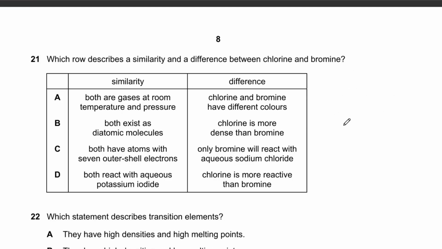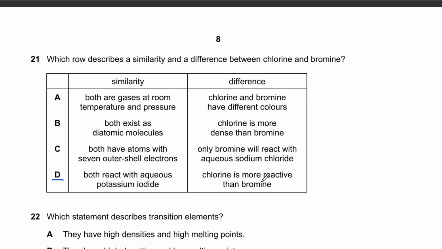A more reactive halogen can displace a less reactive halogen, and their reactivity decreases down the group. So fluorine is the most reactive. That means both of them can react with aqueous potassium iodide, because both chlorine and bromine are more reactive than iodine, so they can displace it. So that's their similarity. With that, we can get our answer to be D, because it's the only one that has the option: both react with aqueous potassium iodide. And then also the second option is correct.